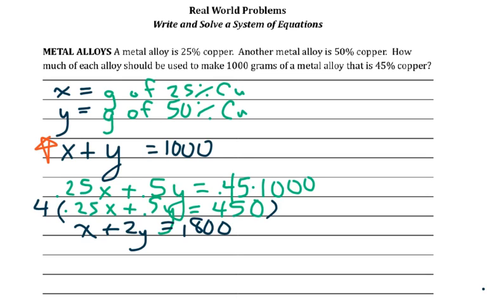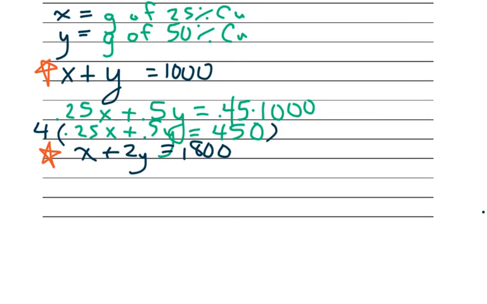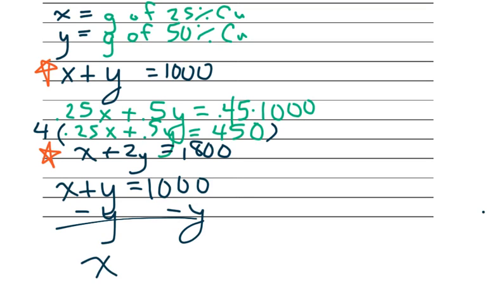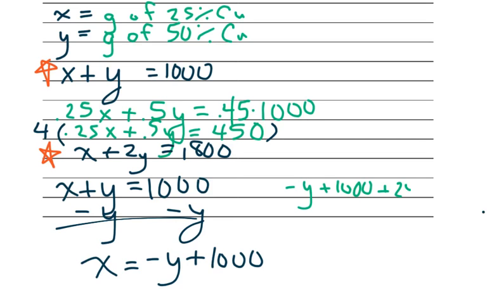By this point, you've gotten a little far away from the two equations, so remember that these are the two that we came up with. And I think that dealing with the first one is nice in terms of x. So I'm going to change the first one from x plus y equals 1,000 into just x equals negative y plus 1,000. And when I plug that into this equation that we've come up with, I'm going to write negative y plus 1,000 plus 2y equals 1,800.